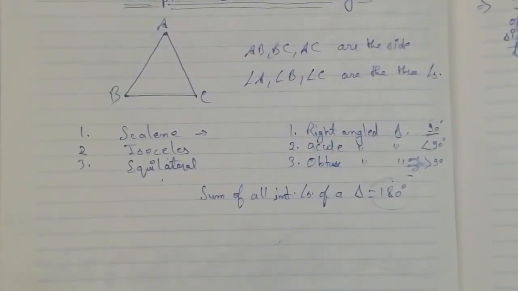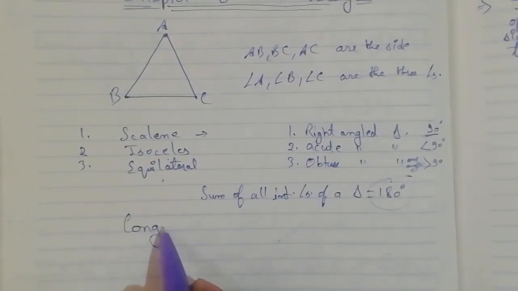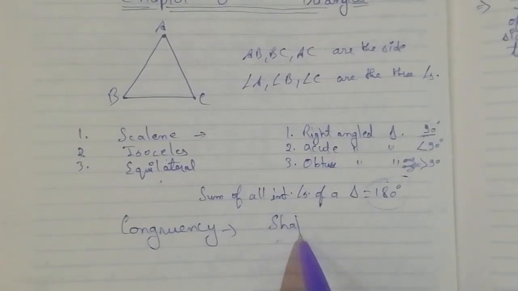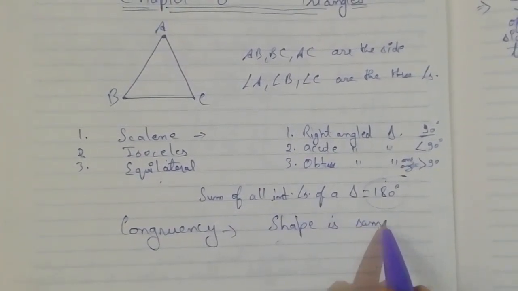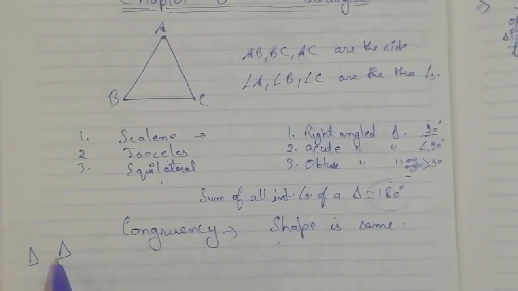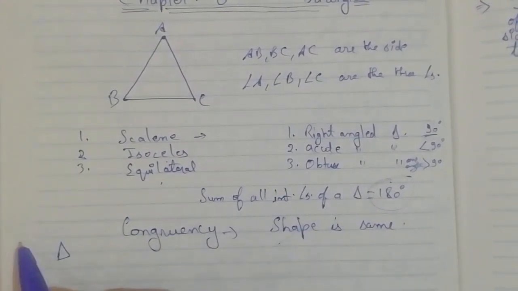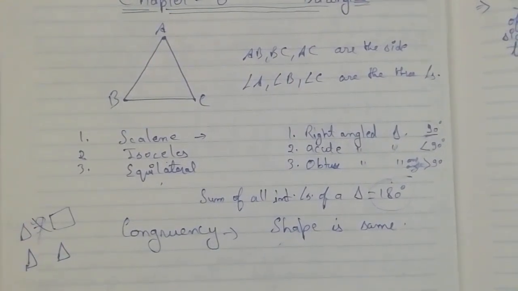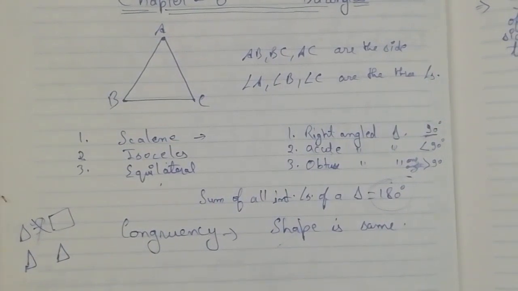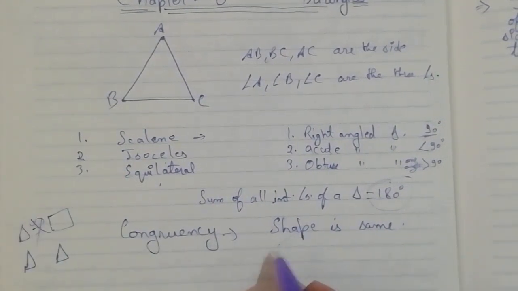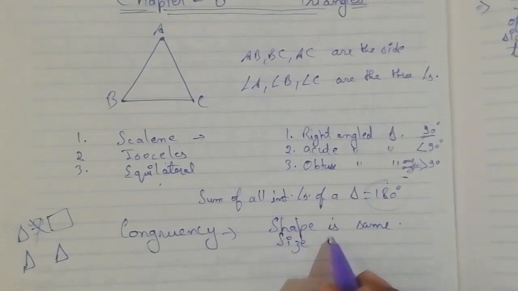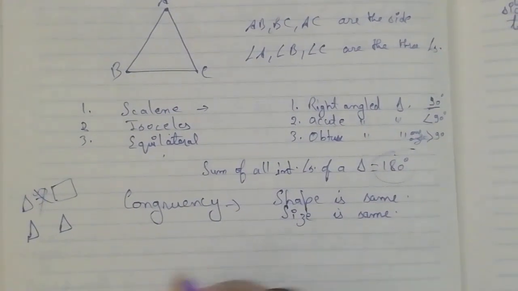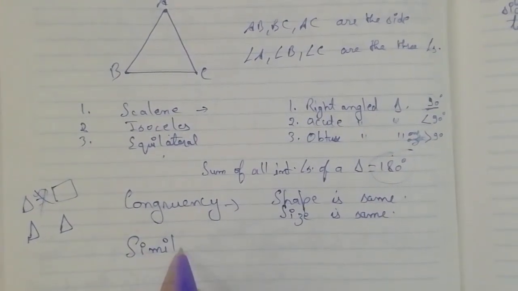Now for triangles, in your class 9th you have learnt about congruency. So what is congruency there? If the shape is the same, only two triangles can be congruent to each other. A triangle and a square cannot be congruent. So their shape must be the same, meaning they have equal sides, and their size is also the same in congruency. Now for this chapter we have to learn about similarity.